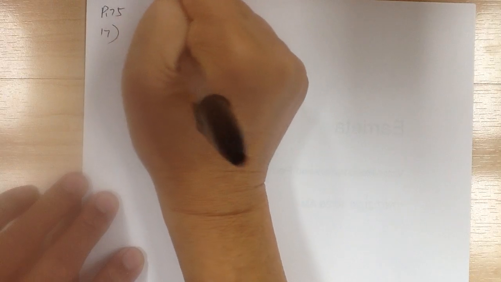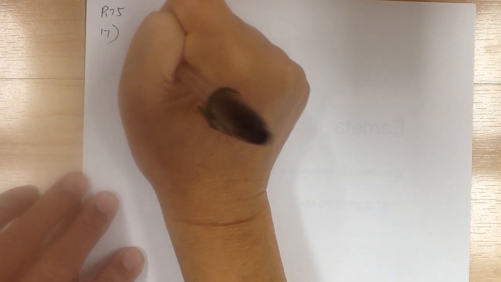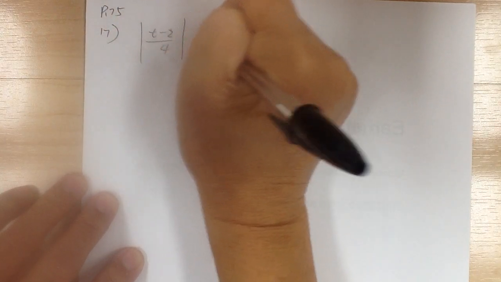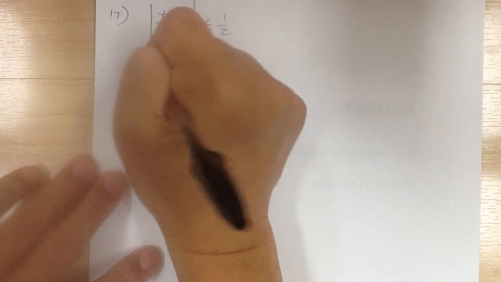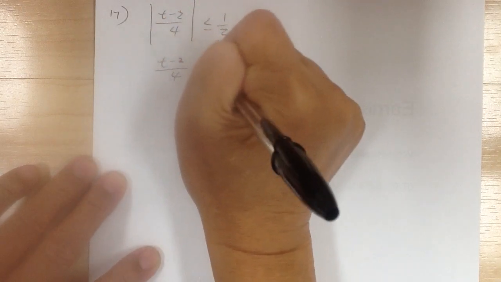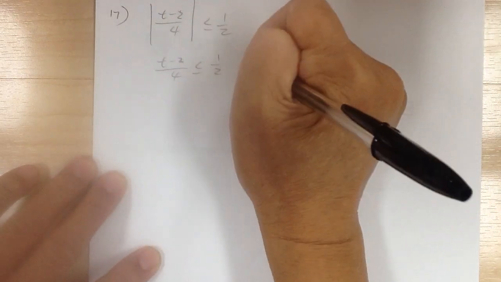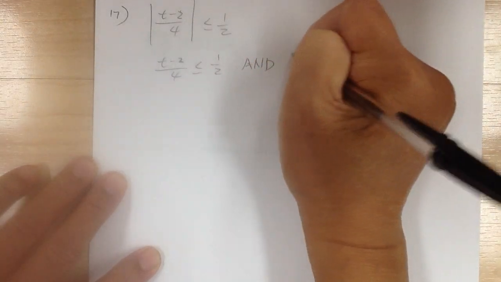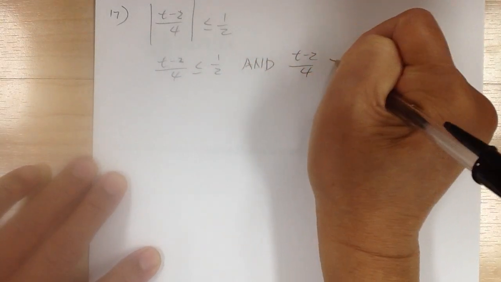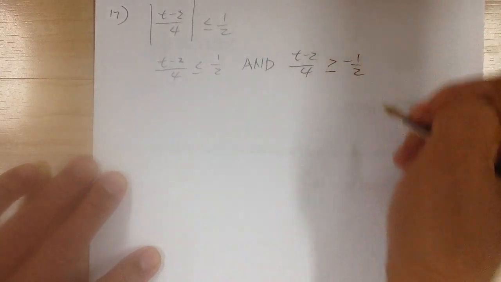Okay, you have the absolute value of t minus 2 over 4 is less than or equal to 1/2. Okay, so you have the absolute value by itself, so let's go and separate. So you got t minus 2 over 4 is less than or equal to 1/2. And this is pointing toward that, so it's and, t minus 2 over 4 is greater than or equal to negative 1/2.